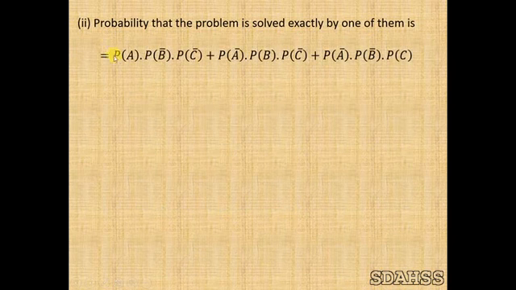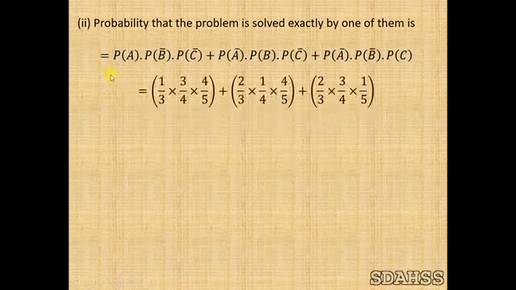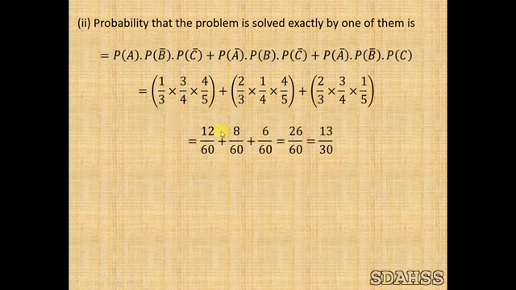Subdivision 2. The probability that the problem is solved by exactly one of them is P of A into P of B bar into P of C bar plus P of A bar into P of B into P of C bar plus P of A bar into P of B bar into P of C. Here only one of them will solve it. So substitute all the values. Then you multiply, you will get 12 by 60 plus 8 by 60 plus 6 by 60. Here the denominators are same, so add the numerators, you will get 26 by 60. On simplification you will get 13 by 30.